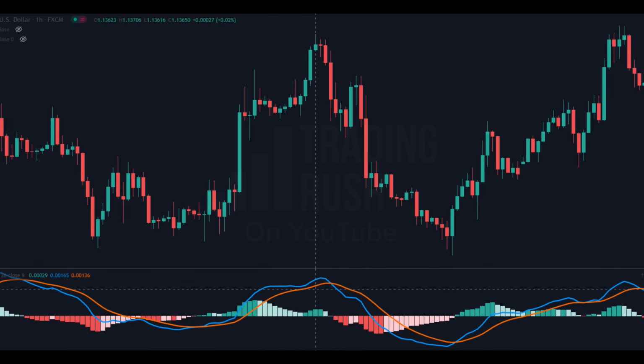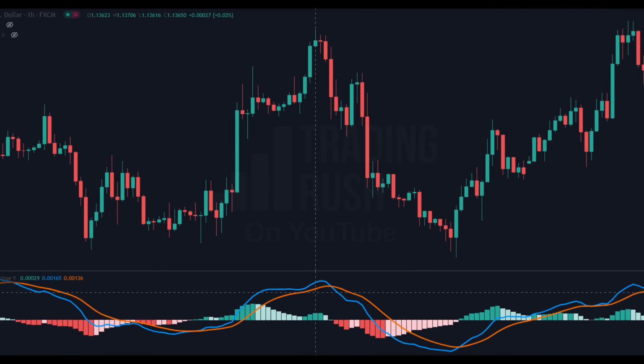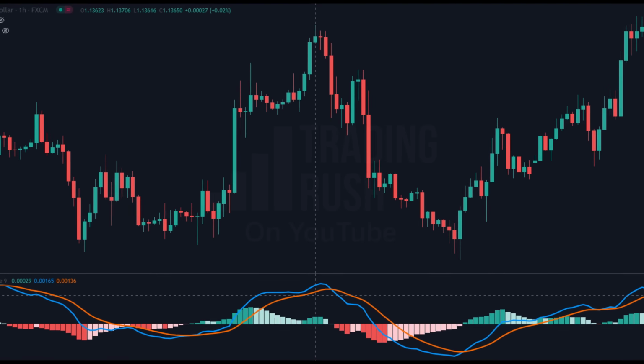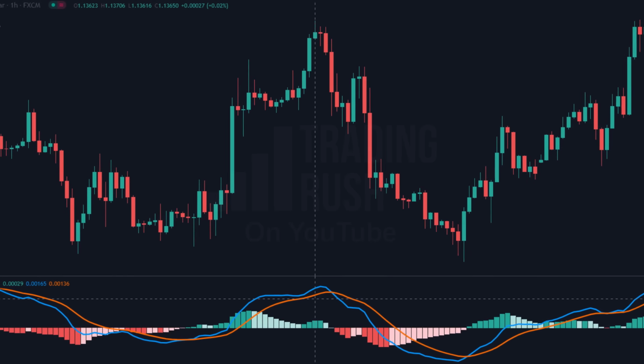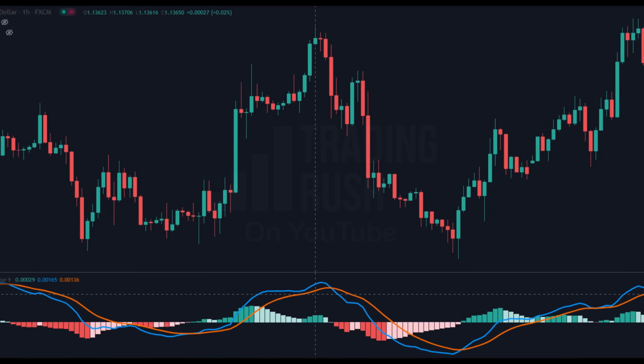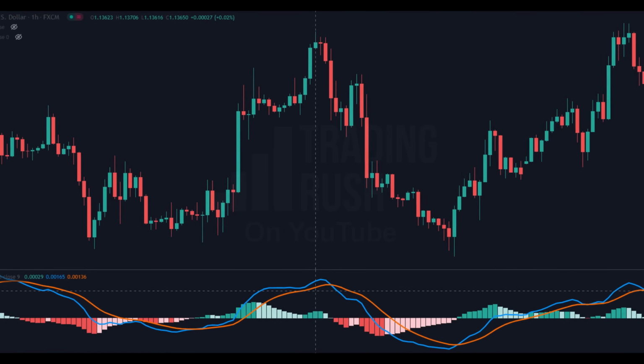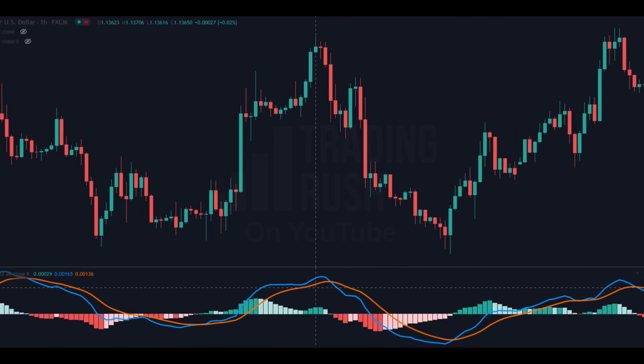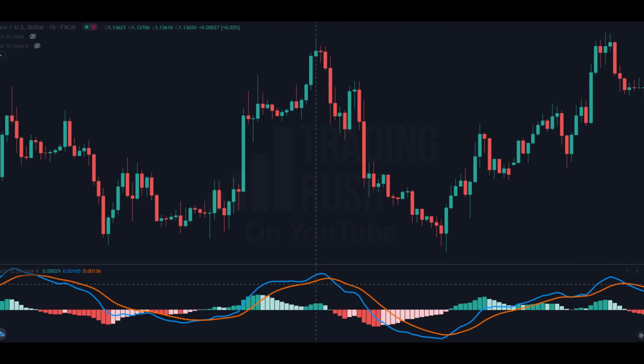Now remember what I said earlier. This is not an entry signal strategy. You cannot trade using the MACD histogram alone. It is better to use it to analyze the strength of the trend, and you can also use it to improve your existing trading strategy. Let me give you an example.